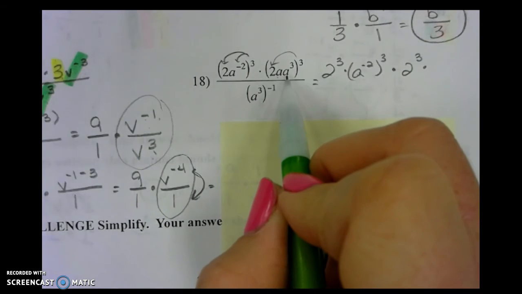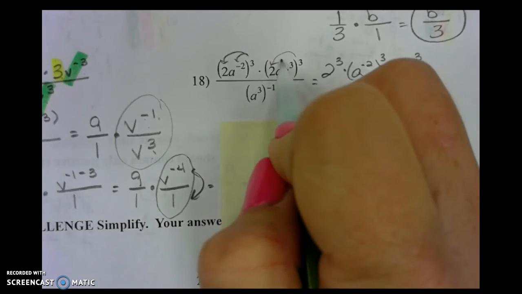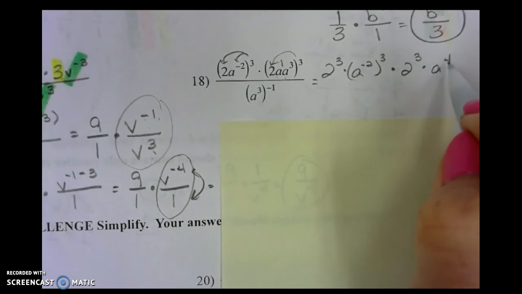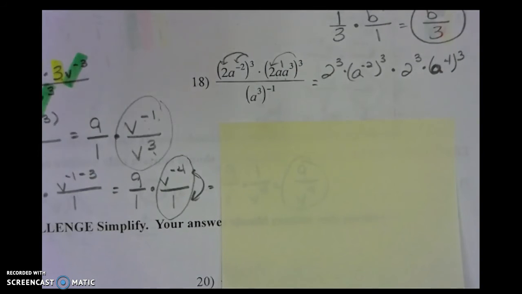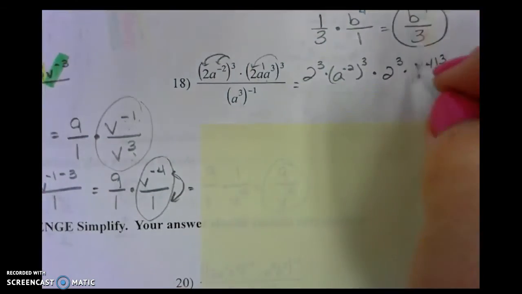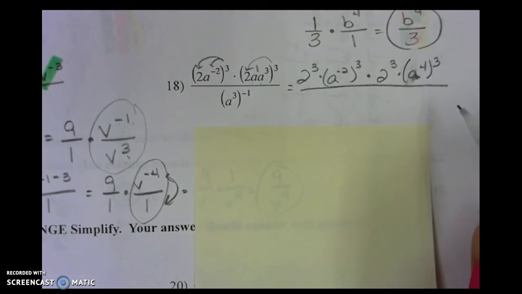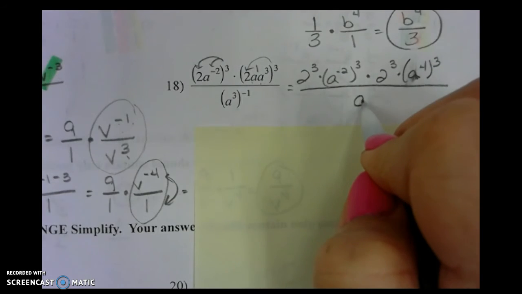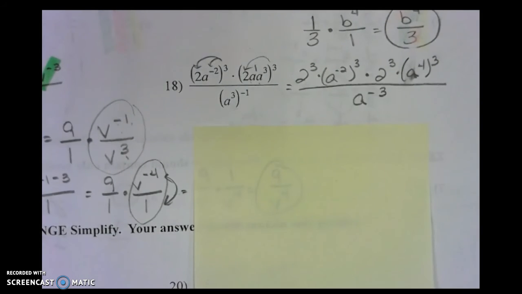times, what about this a times a to the 3rd? Can I combine that? A to the 1 plus 3 makes a to the 4th. And then it also gets that exponent of 3. A to the 3rd to the negative 1 is going to multiply. And 3 times negative 1 makes negative 3.